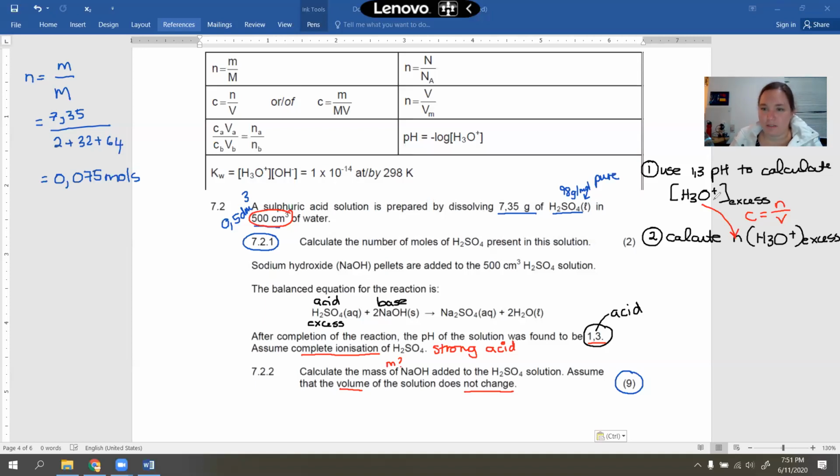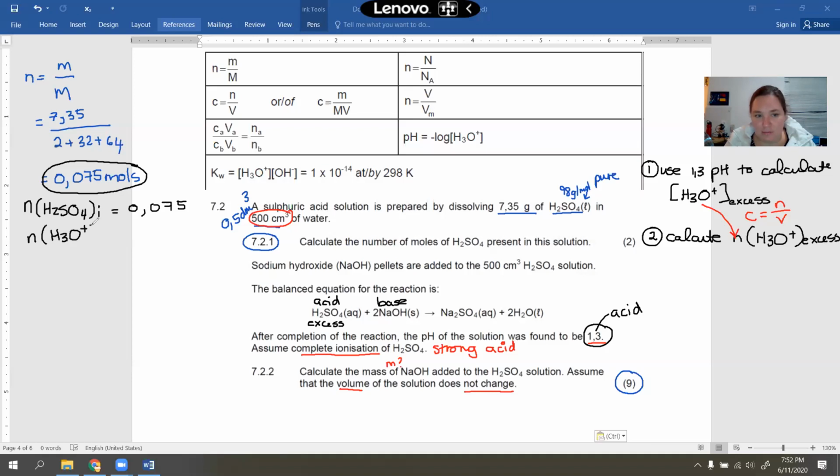So I'm going to calculate the concentration of H3O+ in excess, and I'm going to calculate the number of moles in excess. Now, I already know the number of moles initial. This 0.075 is the number of moles of H2SO4 initial. You should know that if this is the number of moles of H2SO4 initial, I can work out from this the number of moles of H3O+ initial.